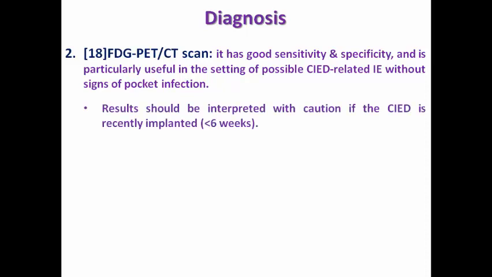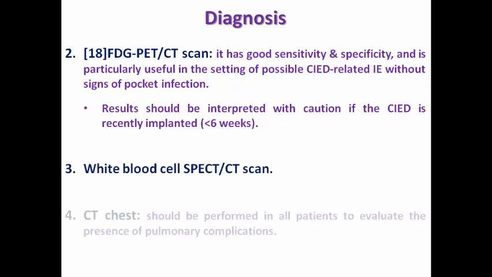And be cautious that in the first 6 weeks, it may give you false positive results due to the presence of inflammation and hyperemia at the site of the wounds. If there is no PET-CT available, you can ask for white blood cell SPECT CT, and don't forget that cardiac device infective endocarditis is considered a right-sided infective endocarditis, so there is a risk of septic pulmonary complications. Whenever you suspect their occurrence, order CT chest.